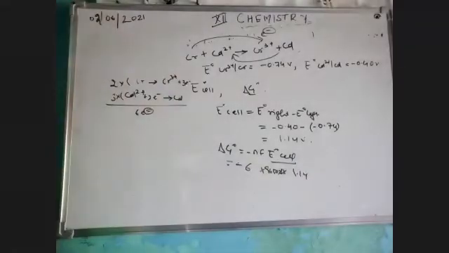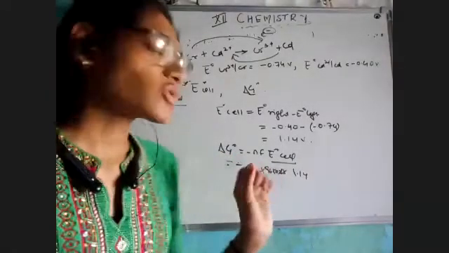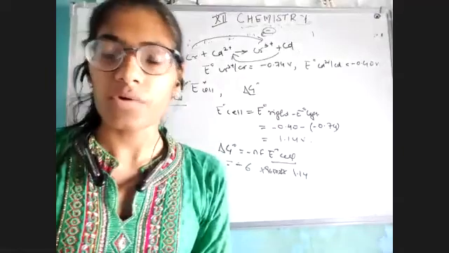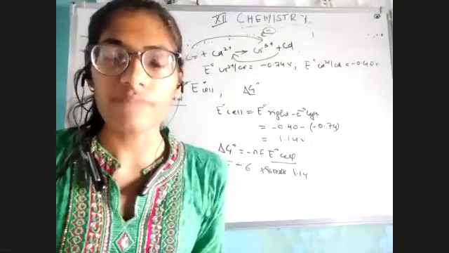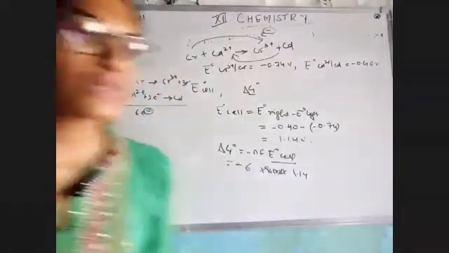concept of calculating the Gibbs energy, that is delta G naught equals minus NF E naught. Okay, now we have done the concept of how we can calculate the delta G naught. We have done the question. Let's move to our next question.